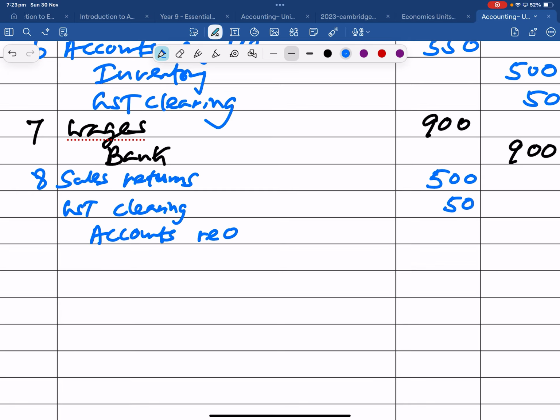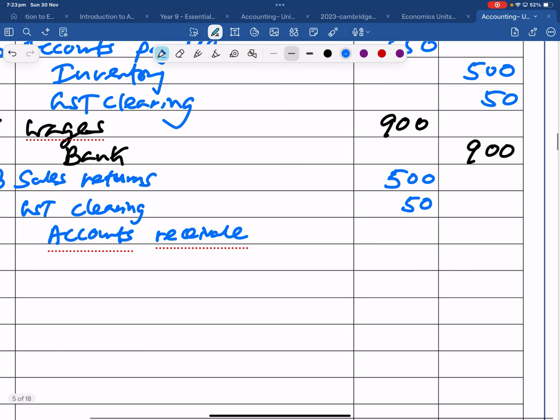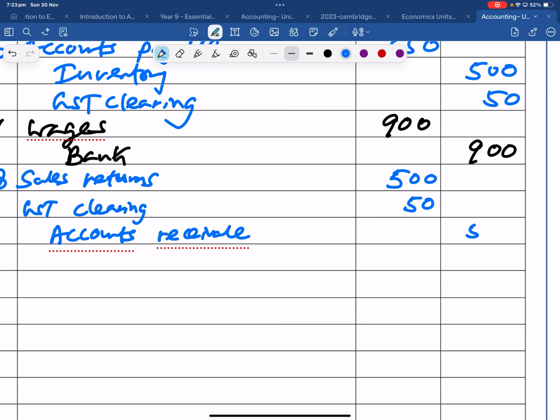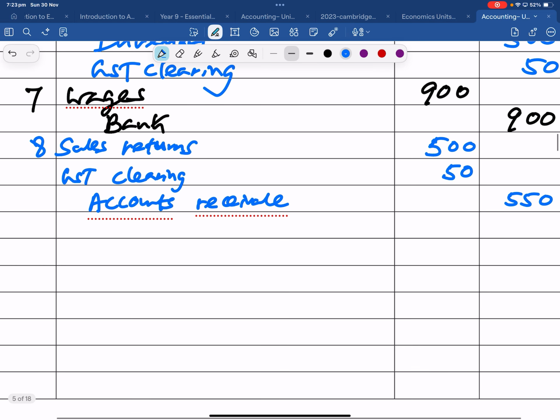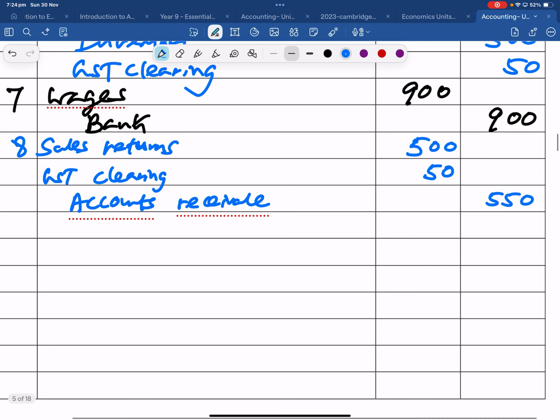And where do you credit? Accounts receivable. Which price is this? Selling price. Yes. Who wants to say the cost price one? What happens? Inventory debit. Inventory is increasing. Why? Our customer is returning, so our inventory increases. Asset increase debit. How much? Half of that is 300.